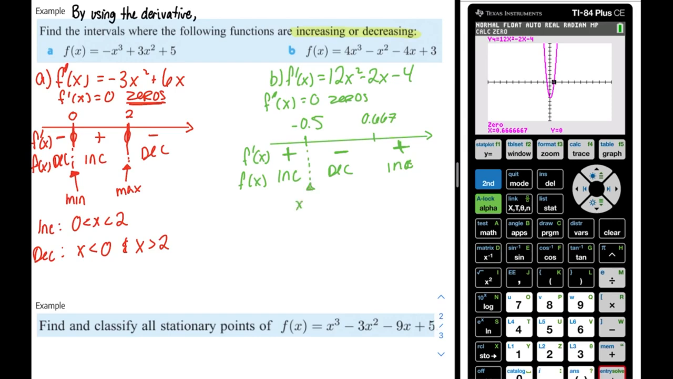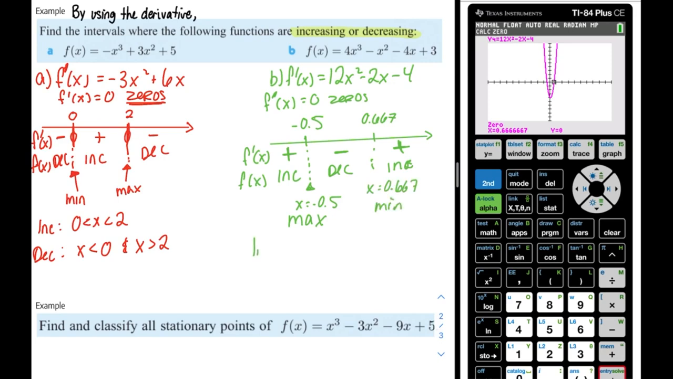So our x is equal to negative 0.5. This is going to be increasing, then decreasing. So this is going to be a maximum point. While our x is equal to 2/3 is going to be decreasing, increasing. So that's going to be a minimum point.